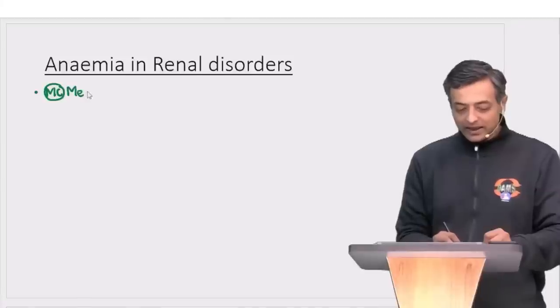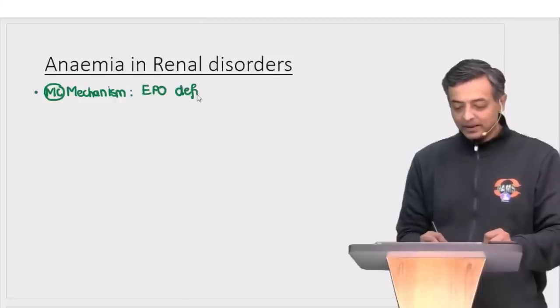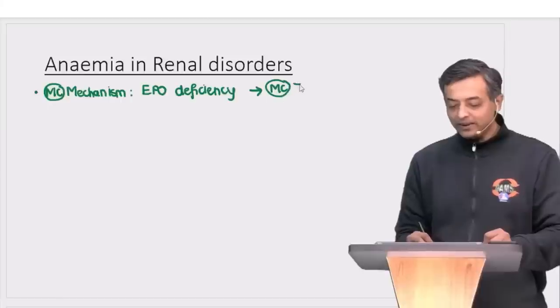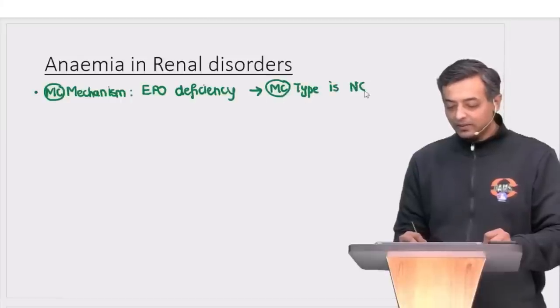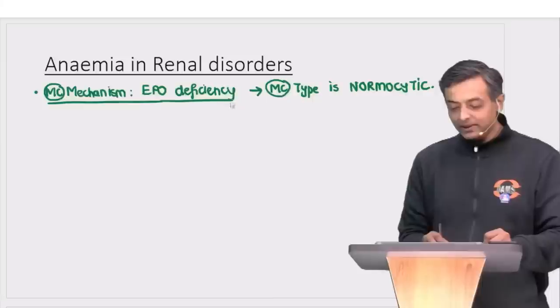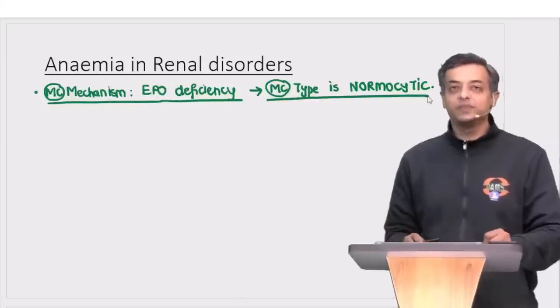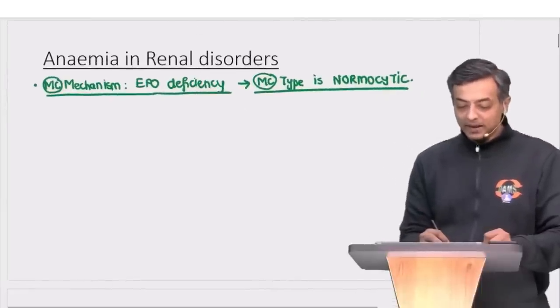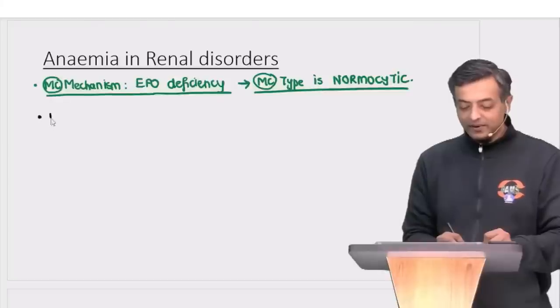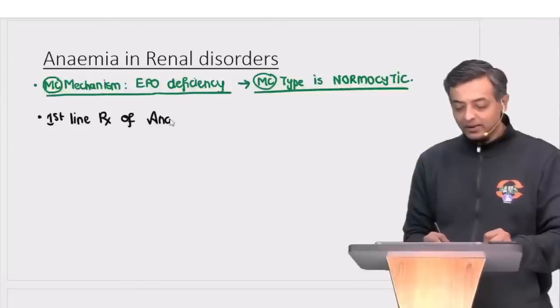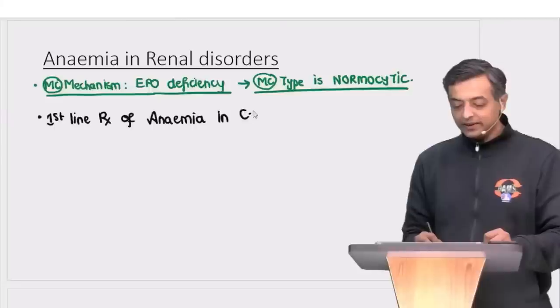The most common mechanism of anemia in renal disorder is erythropoietin deficiency. And that is why the most common type of anemia is normocytic anemia. That is what we learned. Now we want to convert it into a practical, clinical vignette based question. What is the first line treatment of anemia in the patient with chronic kidney disease?